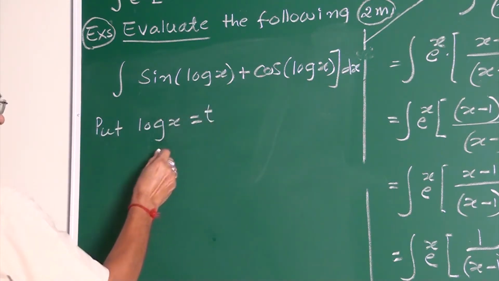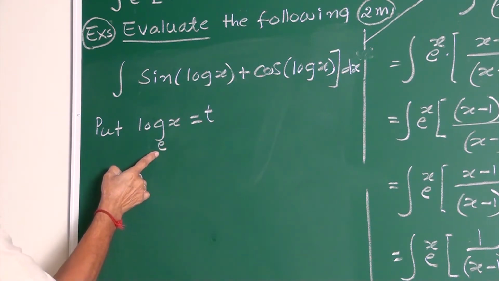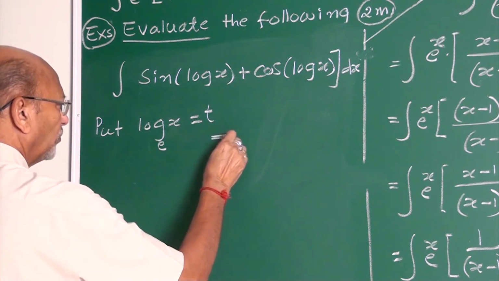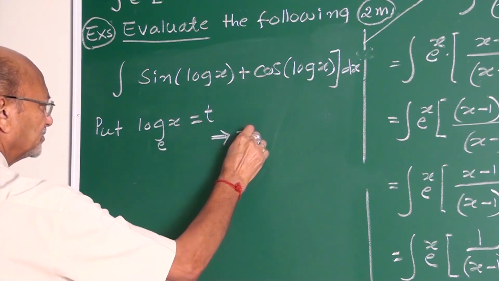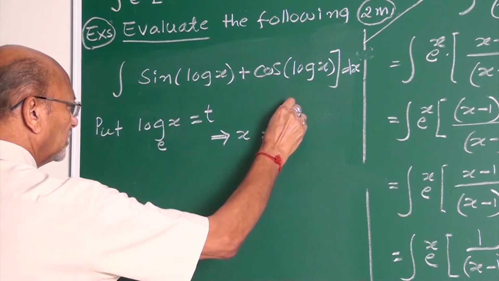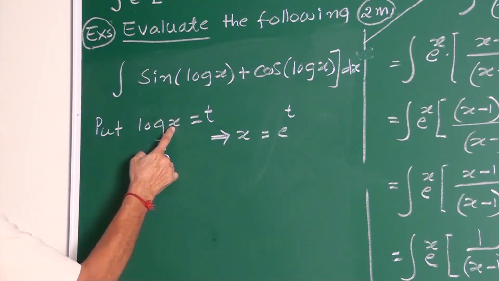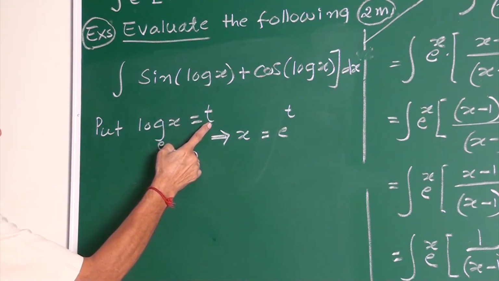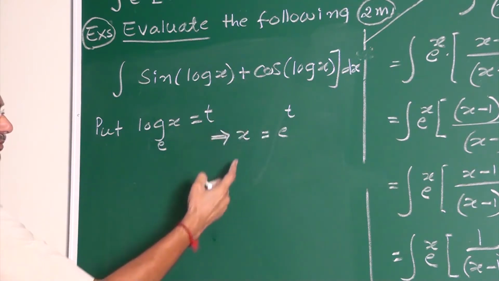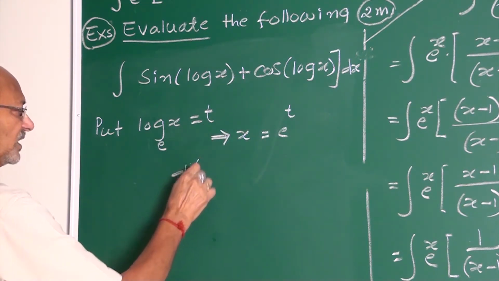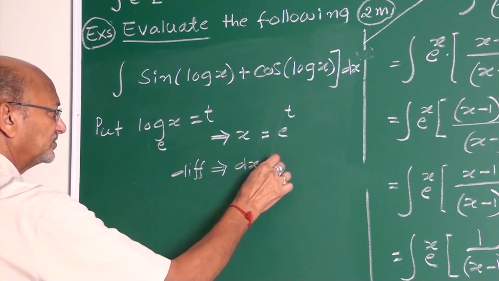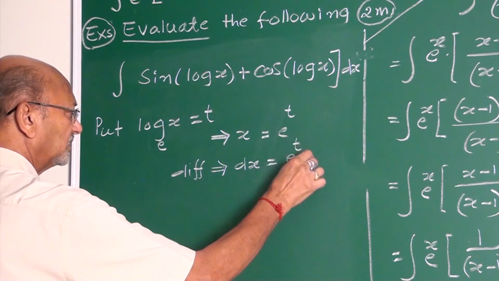log x is t. My friend, the base is e. When the base is not written, it is e. Apply the definition of log. Therefore, this number x equals base to the power RHS, x equals e to the power t. Differentiating, dx equals e to the power t into dt.